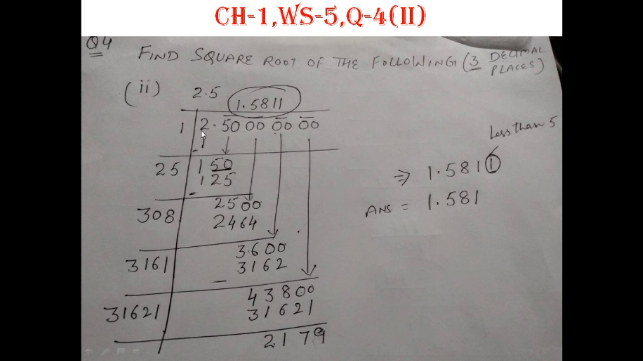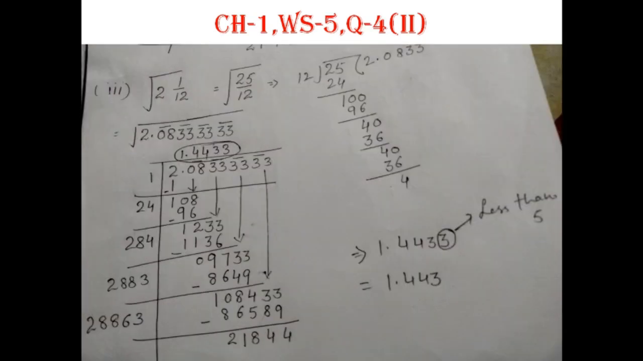1 ones are 1, then subtract it, and then the point is there, you will mark the point here, then 50, and you will solve with the same method. And here you will stop the sum. You have already solved the sum up to 4 places of decimal. See here, your answer is this, but this last number is less than 5, so it will not affect this number. So your answer will be 1.581.